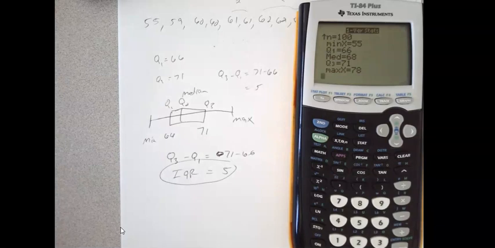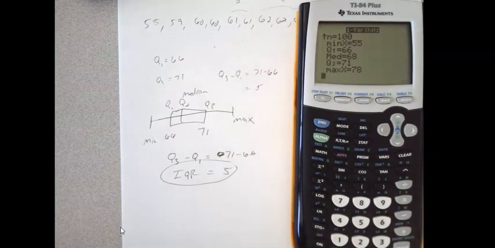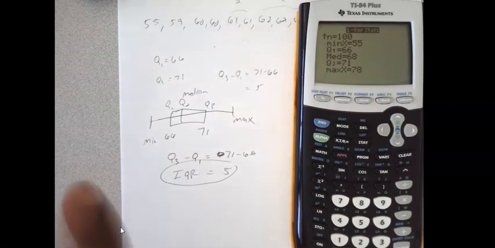It's very easy to do as long as you understand that you actually have to take the counts from the picture and plug them into your calculator. Then you let the calculator find all those values you need, Q1, Q3, and so forth, and make the box plot. So that's how you find it.